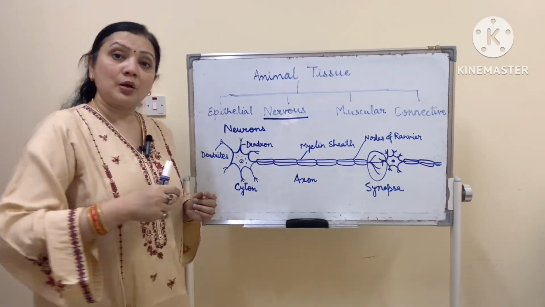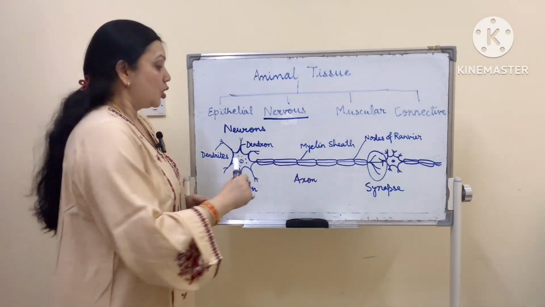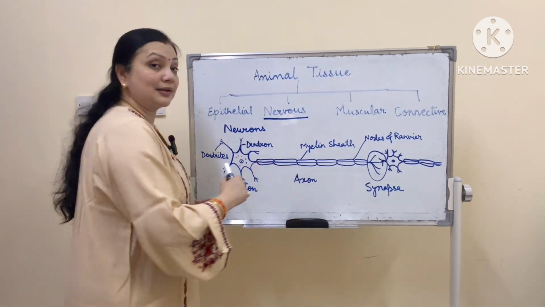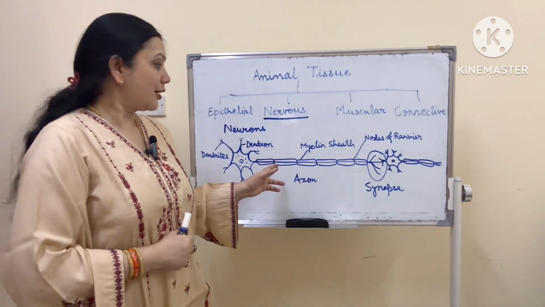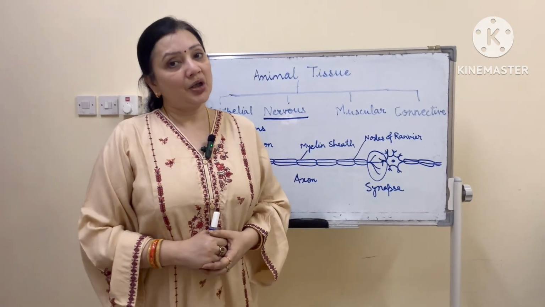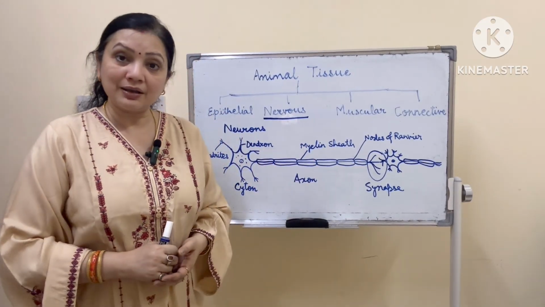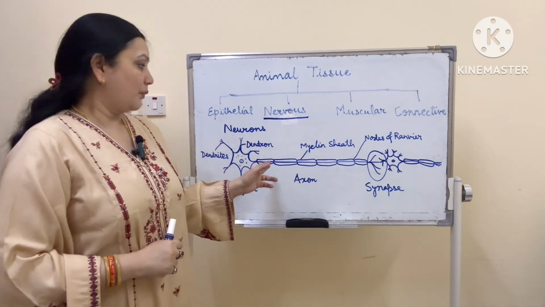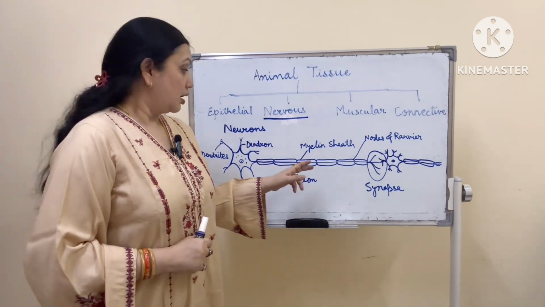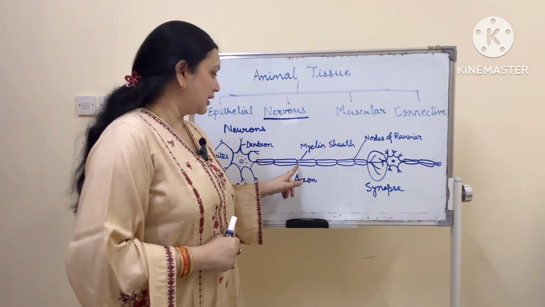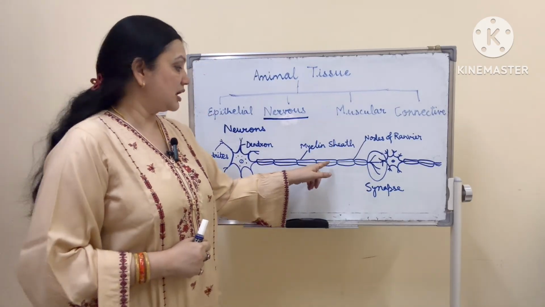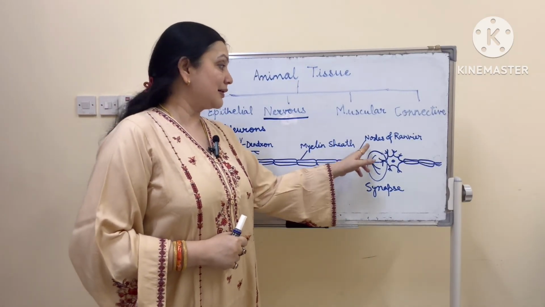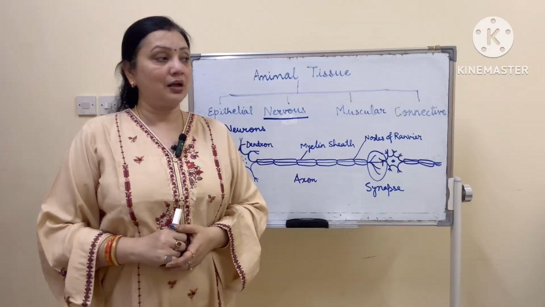Now this axon is a long thread. It may break. So there is a cover present around the axon and it is known as the myelin sheath. Myelin was a scientist and because he discovered it, it was named after him as the myelin sheath. Now these places where the myelin sheath gets constricted, near the axon, are called nodes of Ranvier.